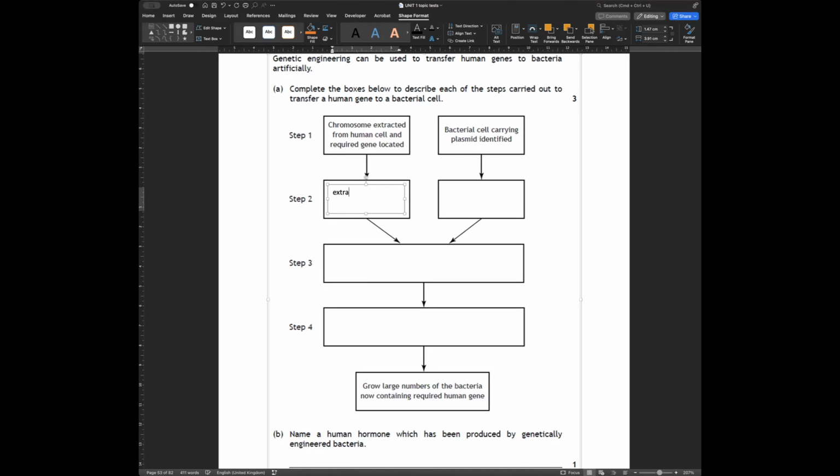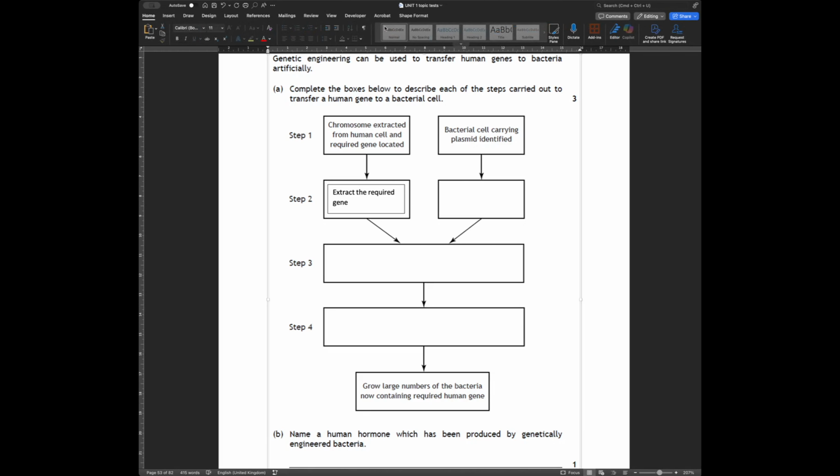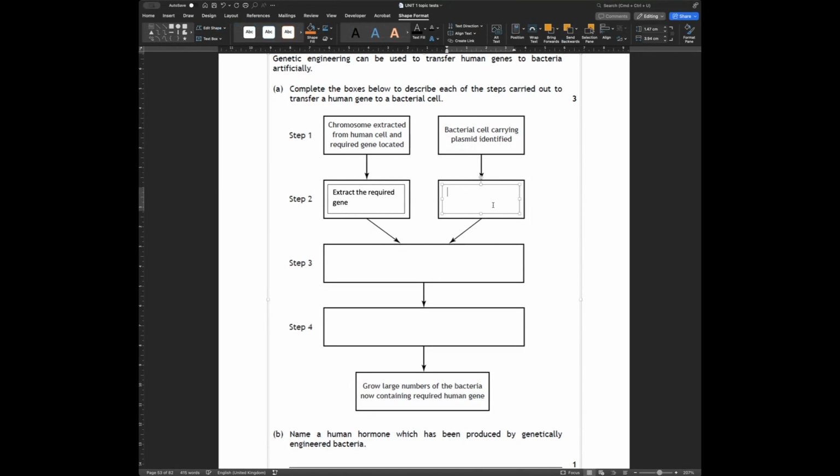The next thing we have to do is extract the required gene. Okay, we have to extract the required gene. Okay, so that's that step there. This time we've identified the bacterial cell that carries the plasmid. And if I pop another wee text box in here, there we go. We need to extract the plasmid from this cell. Okay, so we extract the plasmid from the bacterial cell.